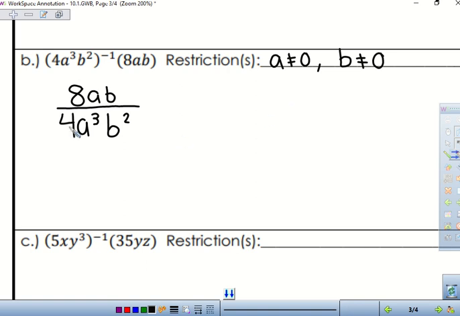How many times does 4 go into 8? 2. Good. And then what's going to happen with the A's and the B's? Yep, it's going to be A squared on the bottom, and then the B is going to be on the bottom as well, just one of them, right? Because we're subtracting. Yep. All right. Any questions about that one?